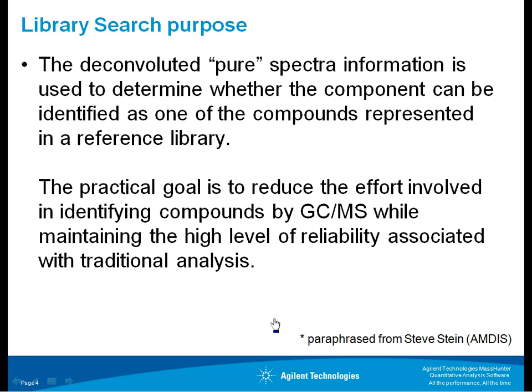So let me paraphrase here. The deconvoluted pure spectrum information is used to determine whether the component can be identified as one of the compounds represented in a reference library. And from a practical point of view, this is often used in identifying compounds using GCMS scan data, and it helps to maintain a level of reliability in identifying these compounds correctly.